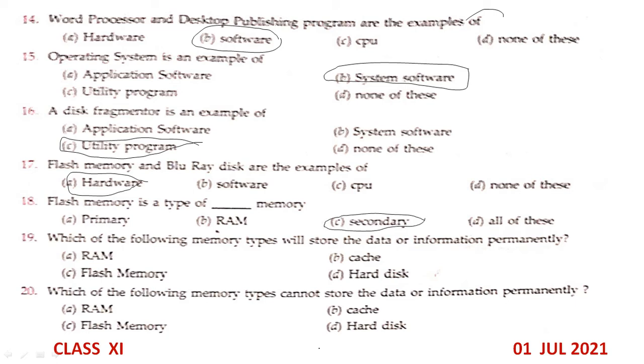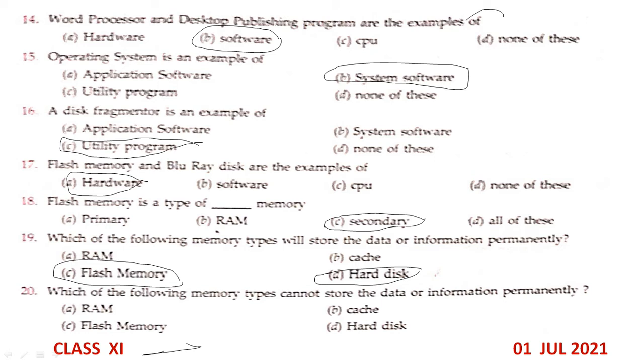Which of the following memory types will store the data or information permanently? RAM, cache, flash and hard. Definitely hard drive is one answer for this. It will store most permanently, and also your pen drives are known by the name flash drives. Therefore, they can also store data more or less permanently.